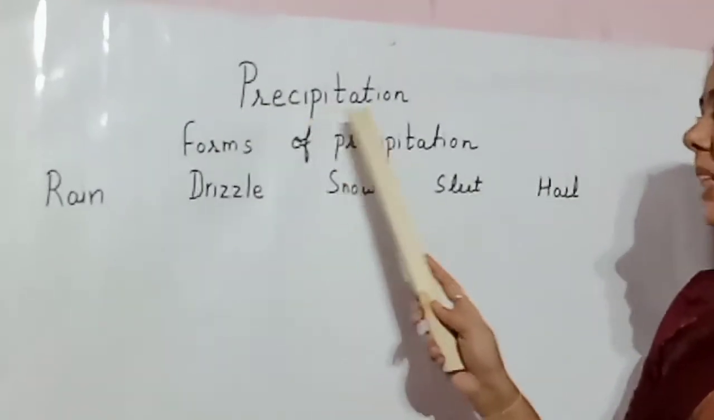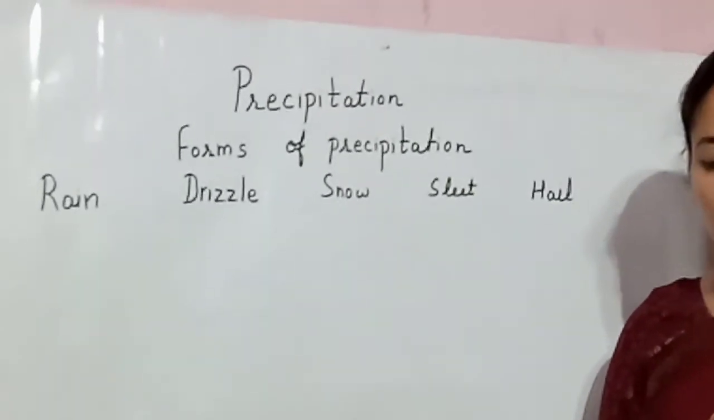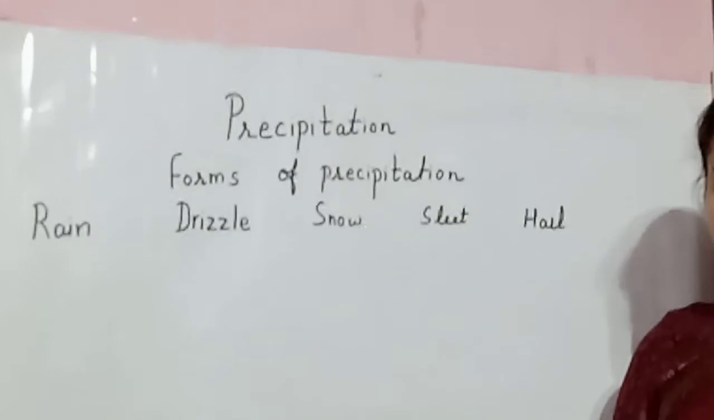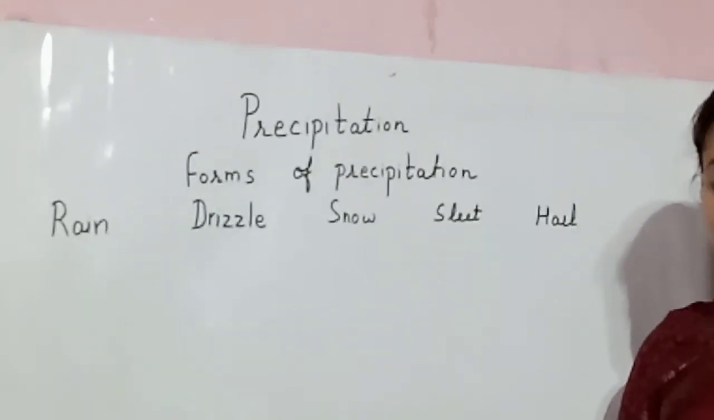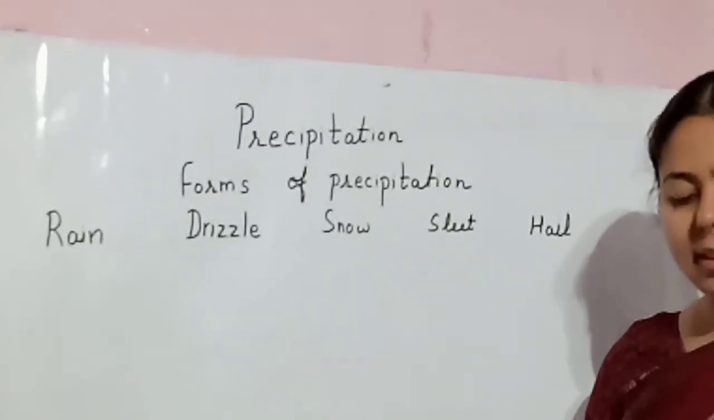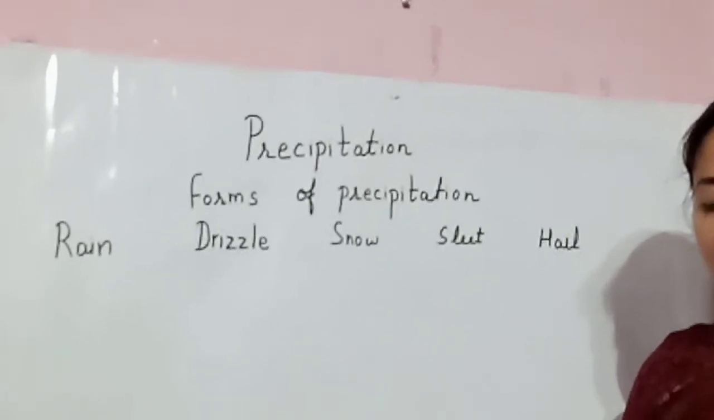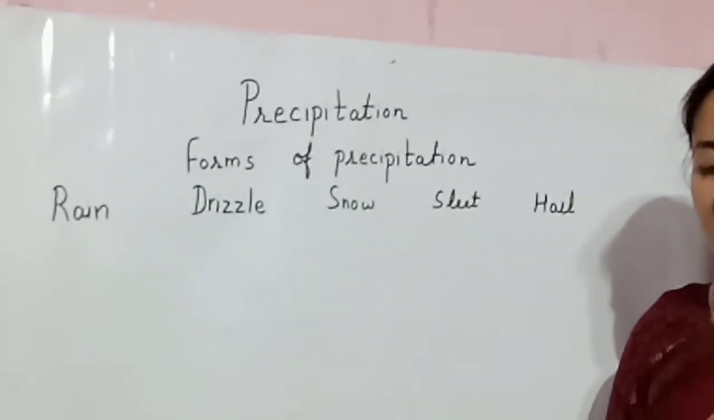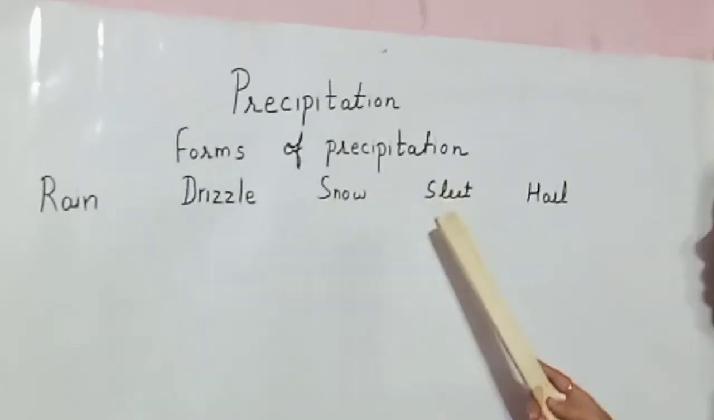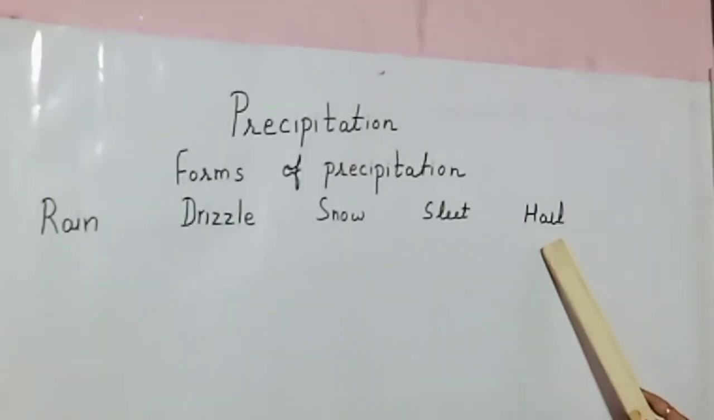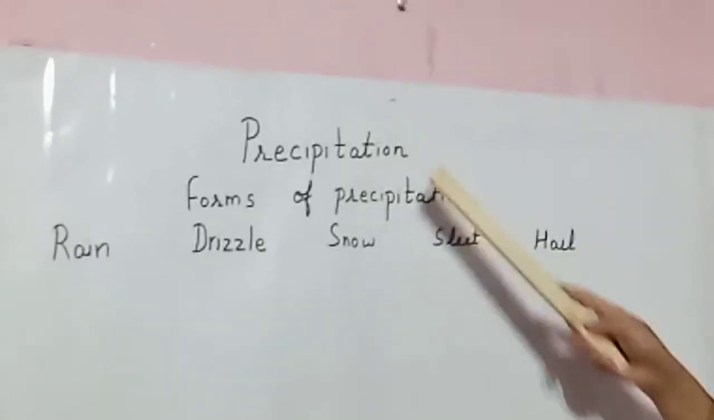Next is precipitation. When tiny droplets of water in the atmosphere join to form bigger droplets that are too heavy to remain suspended in the air, they fall to the earth's surface. This release of atmospheric moisture onto the earth's surface is called precipitation. Rain, drizzle, snow, sleet and hail are all different forms of precipitation.